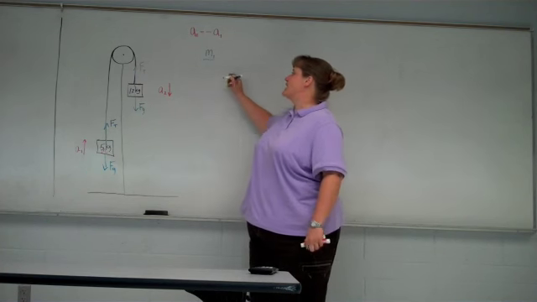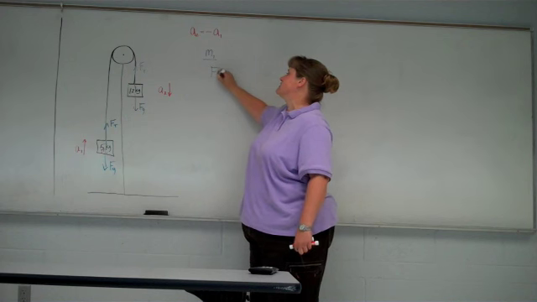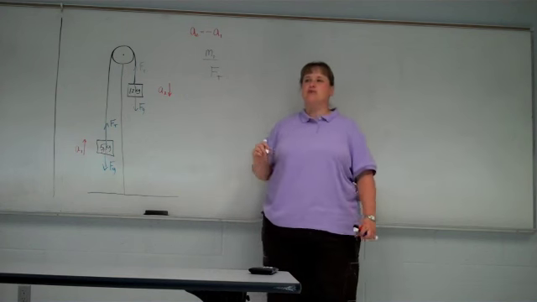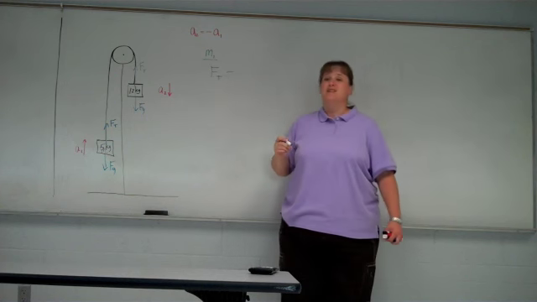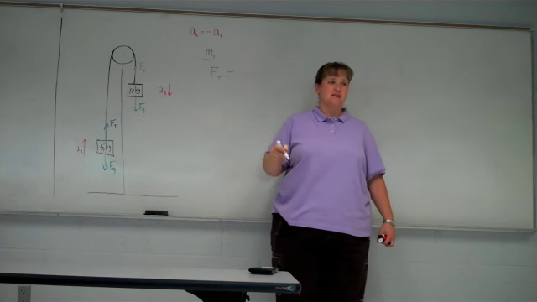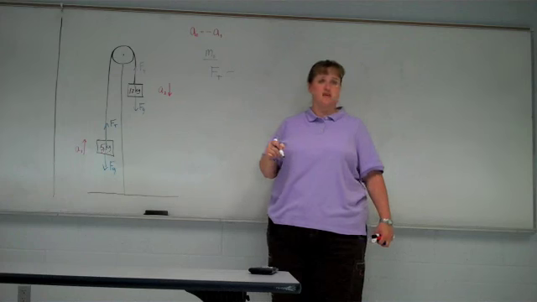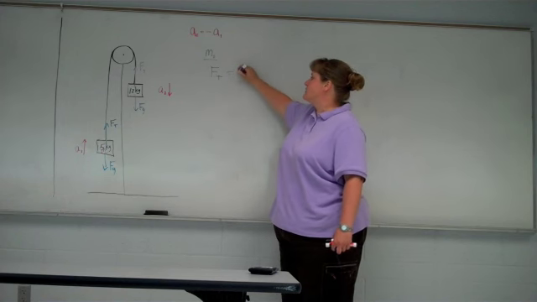So for mass 1, we have the force of tension upwards. We have the force of gravity downwards, so we need to subtract. Now, force of gravity depends upon mass and acceleration of gravity, mg. So I'm going to put that in. So m1g.